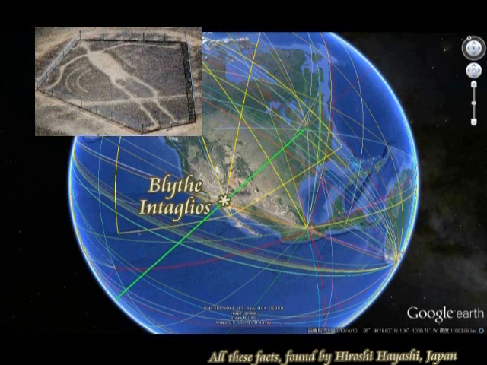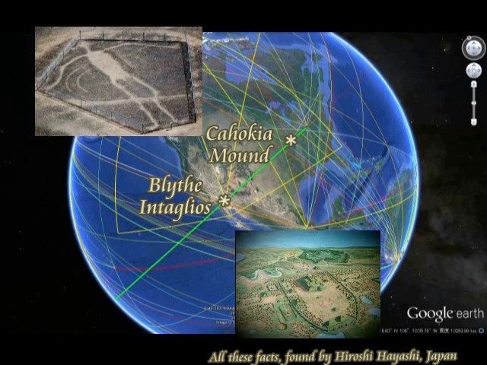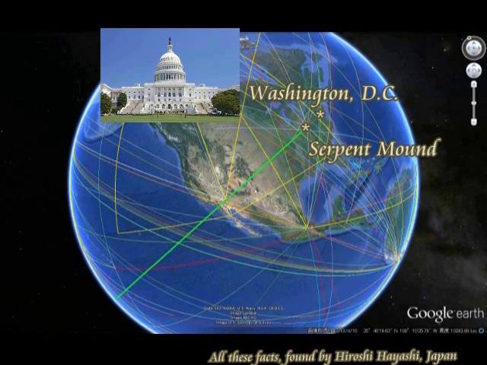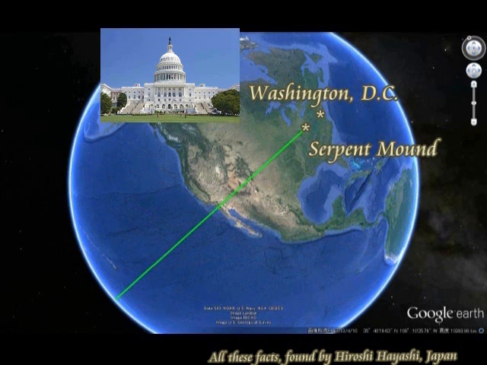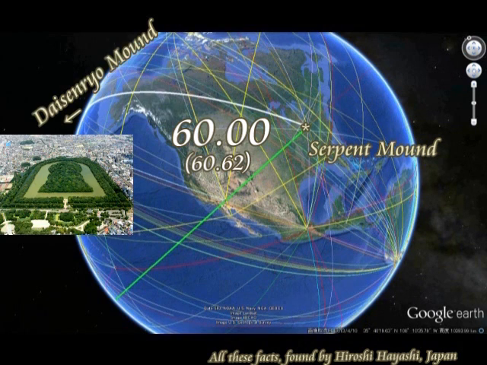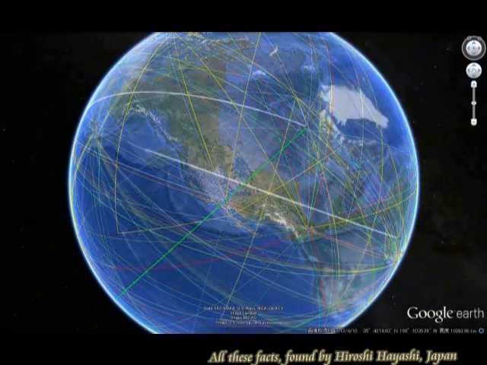Serpent Mound is a kind of road sign on the ground for aliens who could fly freely in the air. Anyway, here you see Serpent Mound, and on the way, Blythe Intaglios and Cahokia Mound. And at an angle of 60 degrees, you can come to Daisenryo Mound.